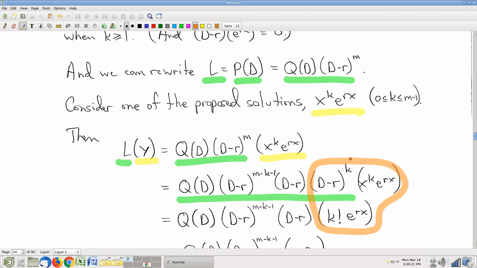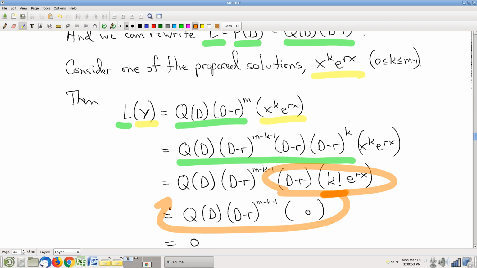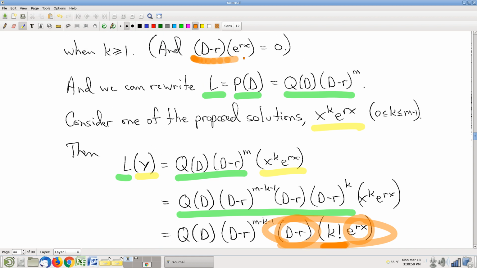You do get an extra constant factor of k out here, and you get that for each one of several different applications. So there ends up being a k factorial. This ends up not mattering, but nevertheless it is there. Everybody on board so far? Next step. What do we do with this thing? What does d minus r do to the exponential? Obviously, this k factorial is just a constant. I can pull it out front. It doesn't really matter. So I have d minus r times an exponential, and that is 0.